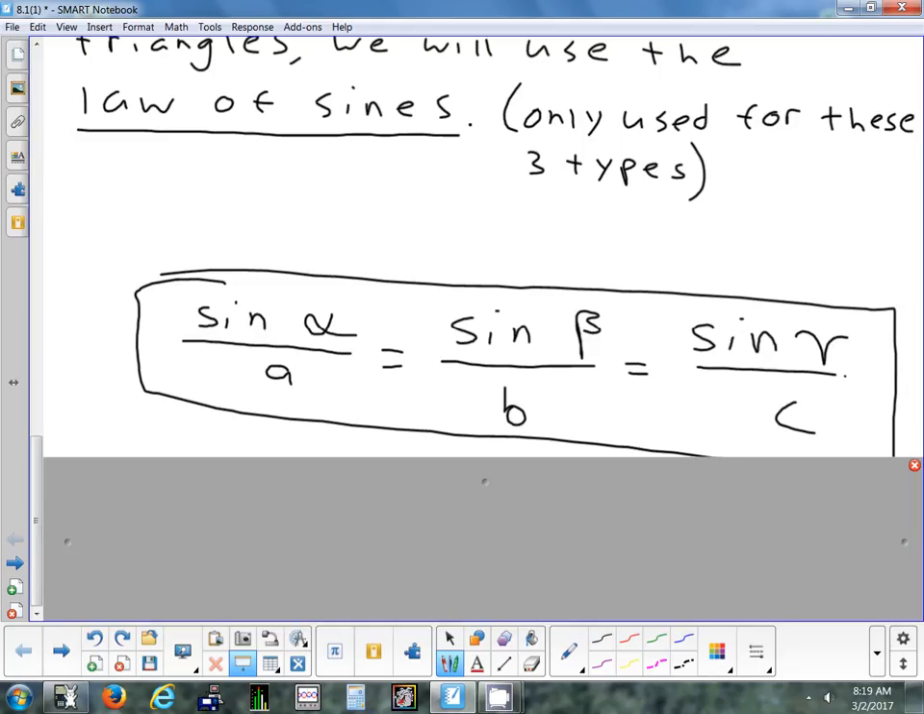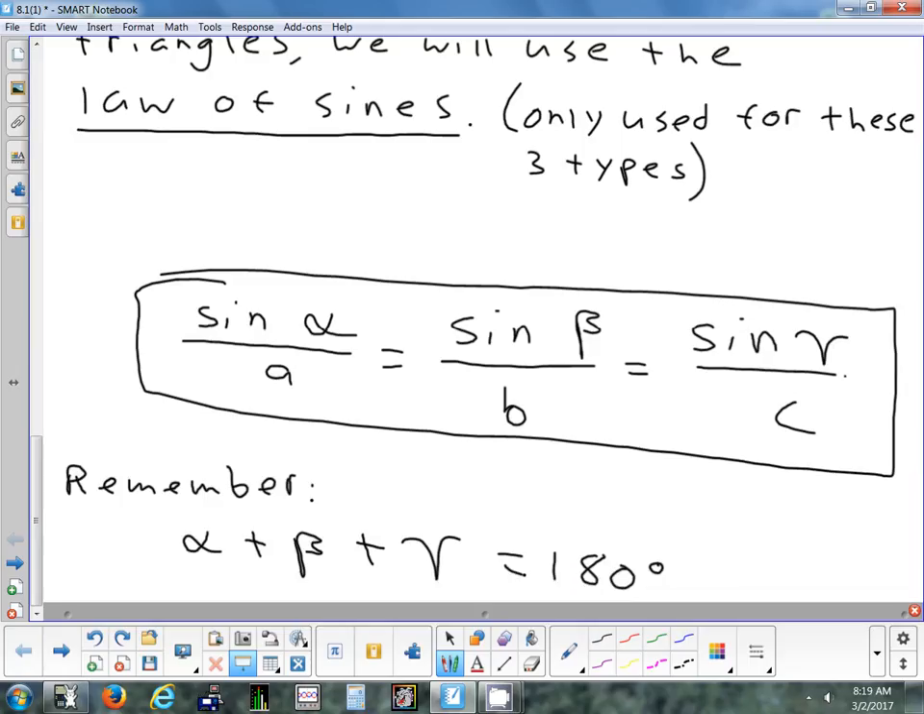Anytime we use the law of sines, we only have to use two parts at a time to create a proportion. Either the first two parts, the last two parts, or the first part and the last part. Which parts you use depends on what you want to know and what you're given. And as always, remember this fact you can still use. All your angles add up to 180.